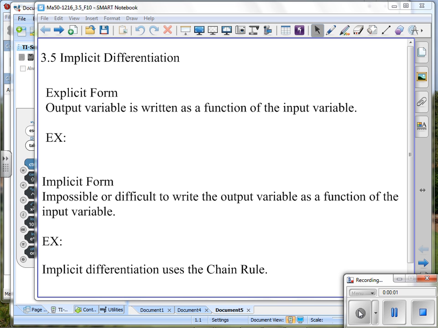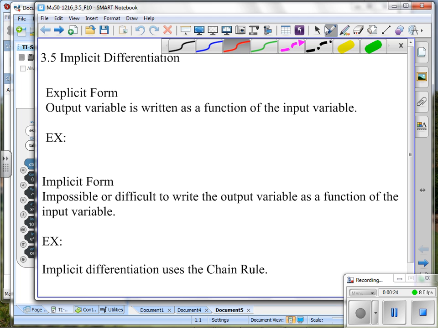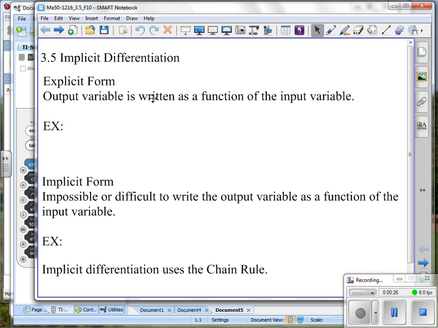In this section, we are going to now look at functions, and I can't really say that, that's a bad word, expressions that cannot be written in the usual fashion. We call them implicit versus explicit. So let's look at the ones that we can do. The explicit form are the types of functions that would be this.